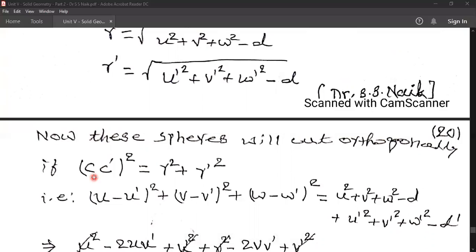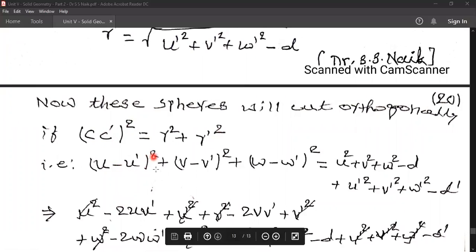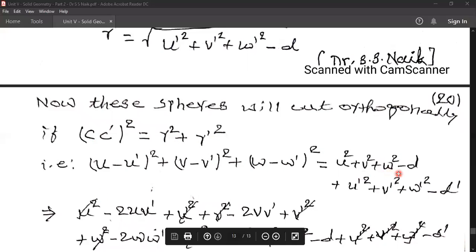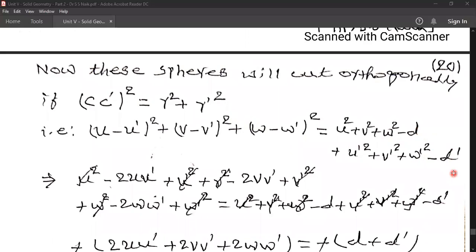Okay, now these spheres will cut orthogonally if, as I told in the last part, the square of the distance between their centers, that is CC dash square, must be the sum of the squares of their radii, that is r square plus r dash square. That is, CC dash square becomes (u minus u dash) square plus (v minus v dash) square plus (w minus w dash) square must be equal to r square, given by u square plus v square plus w square minus d, and r dash square, given by u dash square plus v dash square plus w dash square minus d dash.